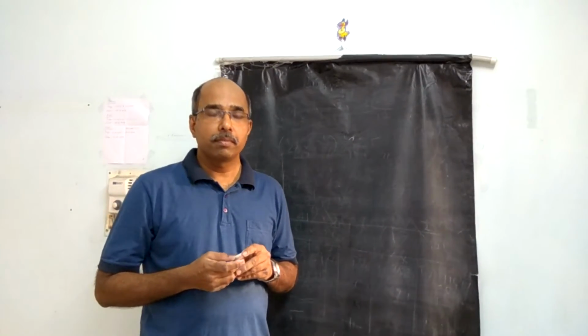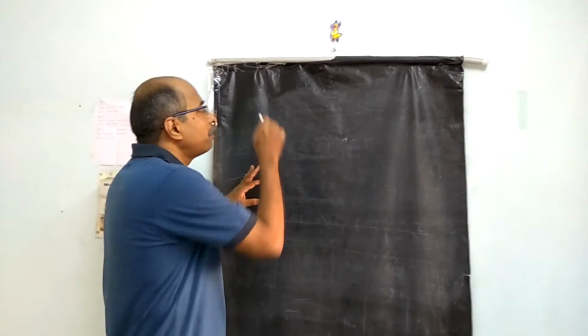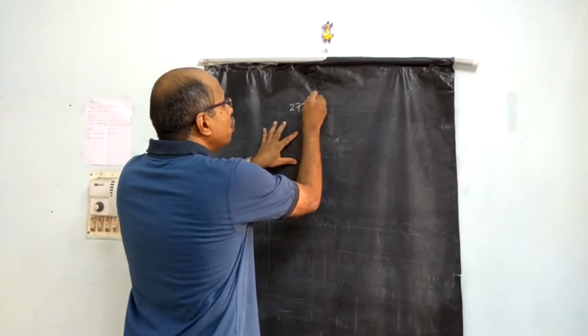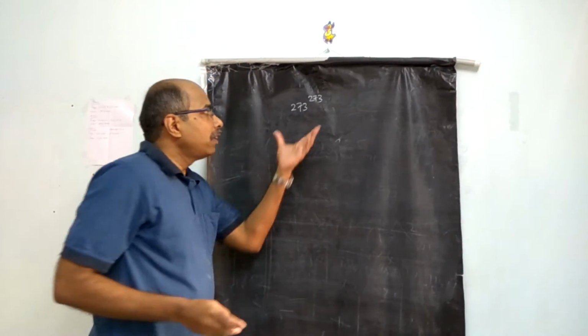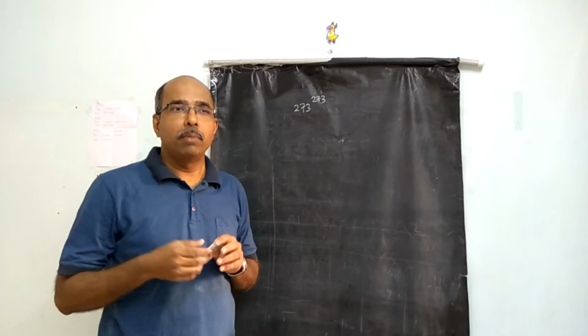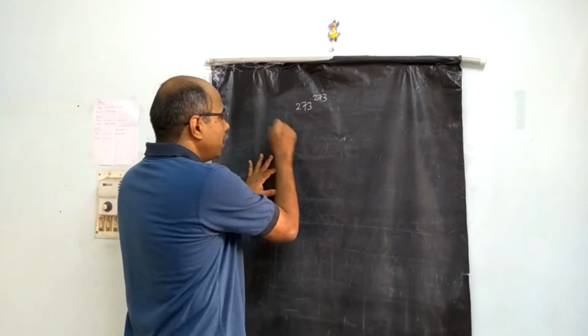So we are going to discuss how to find the last two digits of a power b. For example, a number is given to you like this, 273 power 273. How to find the last two digits? This is a very important, standard question which is repeatedly asked in every competitive examination. Now, let us see the case of a power b.